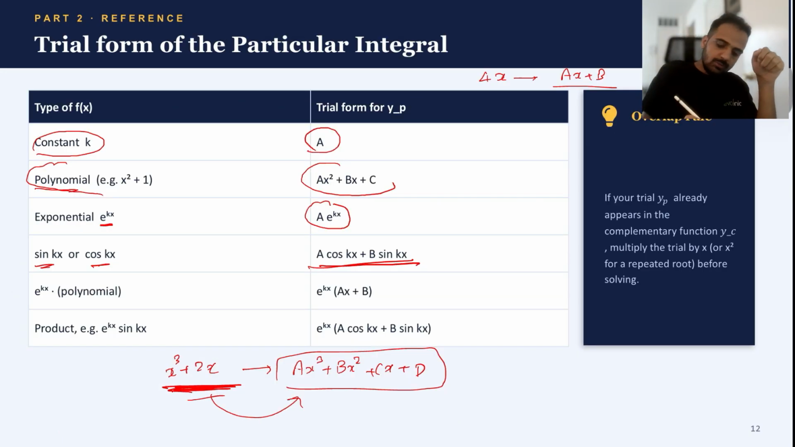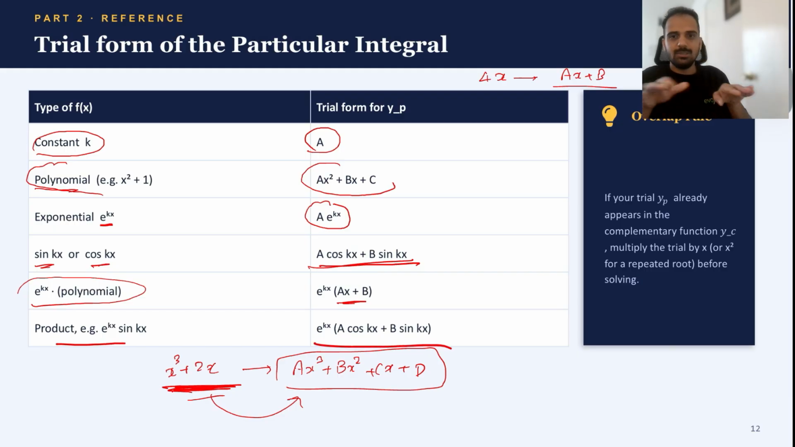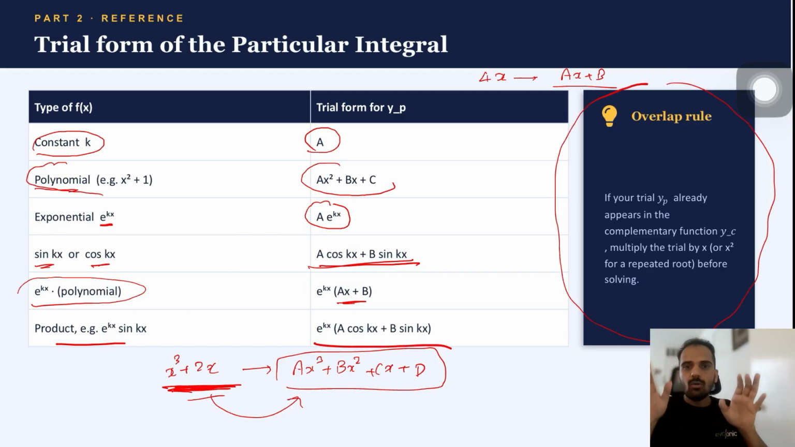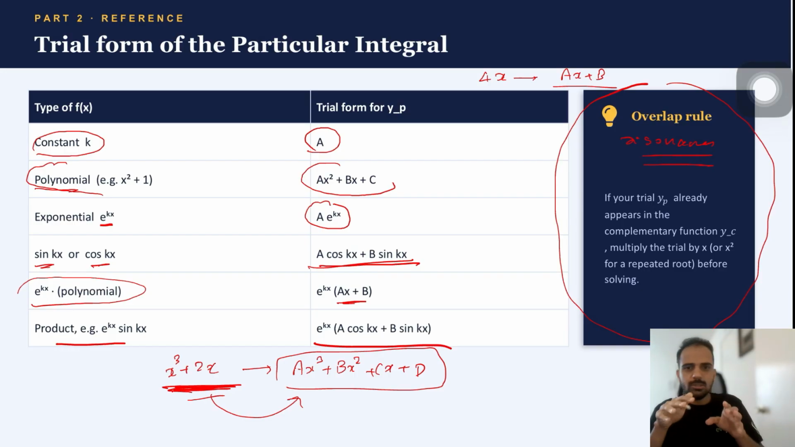Okay. So now if you have a combination of these two functions, either exponential kx and a polynomial, you can just consider the polynomial of the same degree and multiply by exponential kx. And if you have a product, then you can have a similar product in the trial function also. Now comes the important part, the overlap rule, which sometimes may be called resonance. Resonance means what if your forcing term is already inside the complementary solution.